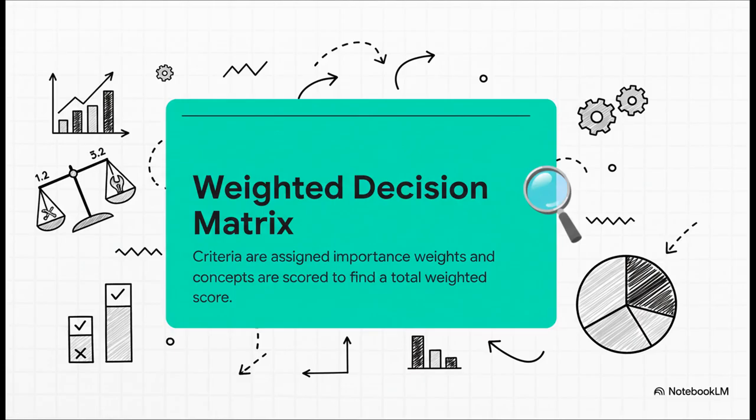That's where a weighted decision matrix comes in. This method is more quantitative. This time, you don't just list your criteria, you give each one a weight based on how important it is. Like, is cost twice as important as weight? Then you give each concept a numerical score for each criterion, maybe on a scale of 1 to 5. Multiply the scores by the weights, add it all up, and you get a final number that gives you a really clear, data-driven reason for your choice.